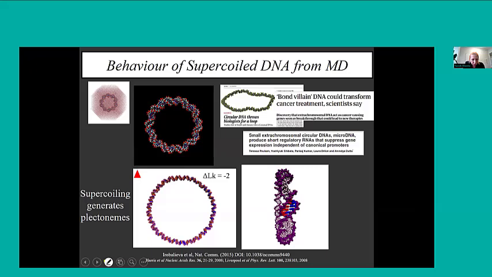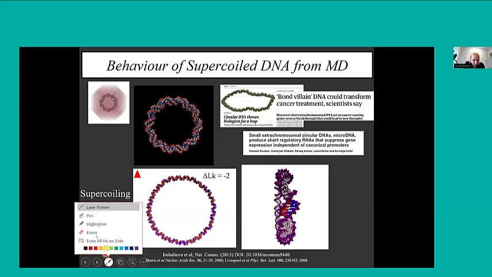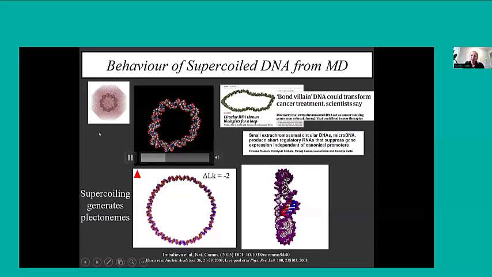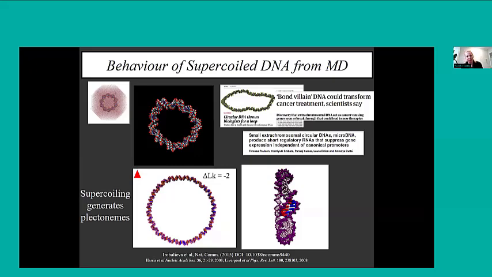Okay, here we go. What you're seeing at the top is a simulation of a bit of DNA, again changing shape due to thermal fluctuations. But you'll notice that this little bit of DNA is circular, whereas most of the time you think of DNA as being a linear sequence.